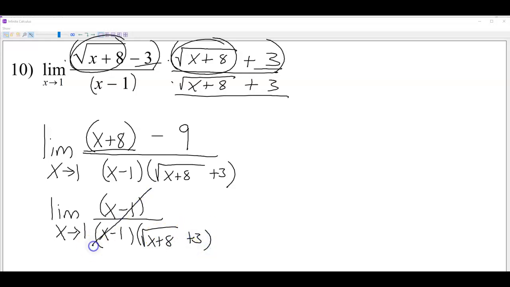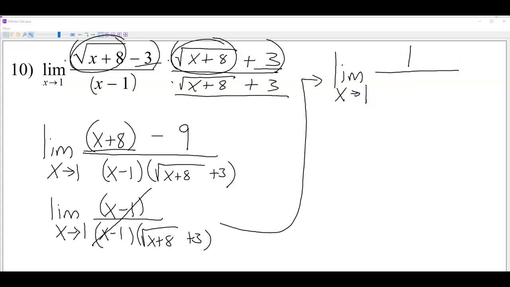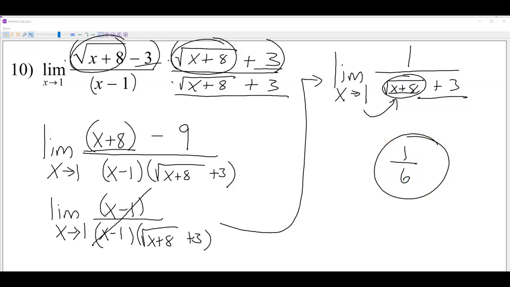And as you can see, the x minus 1s are going to cancel, leaving me with nothing on the top, but we don't put nothing there. We actually leave a 1 there. And so that's going to be 1 over the square root of x plus 8, plus 3. And now we're ready to go ahead and do our direct substitution. So plug in your 1, and 1 plus 8 is 9, and the square root of 9 is 3, and 3 plus 3 is 6. And so we have 1 over 6 as our final answer there.